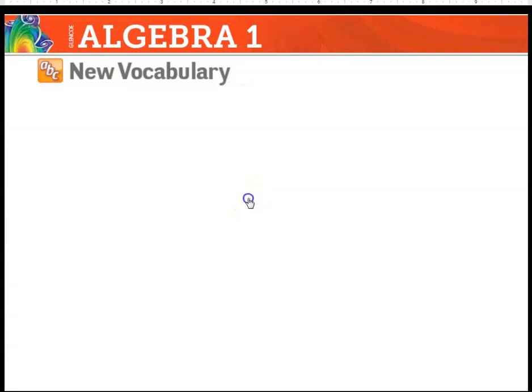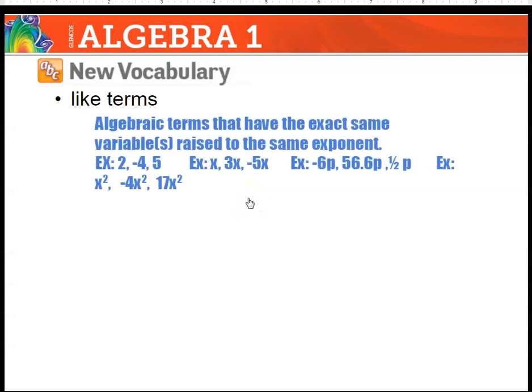So for our new vocabulary, we have like terms. Like terms are simply algebraic terms that have the exact same variable or variables raised to the exact same exponent. For example, 2, -4, 5 are like terms. X, 3x, -5x are like terms. -6p, 56.6p, 1/2 p are like terms. And x squared, -4x squared, and 17x squared are like terms.